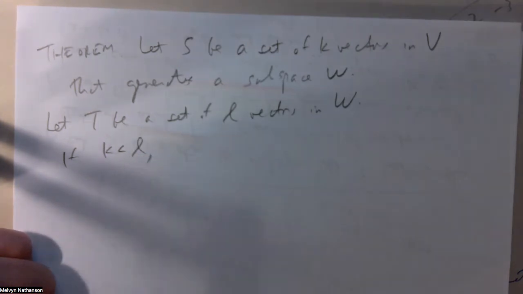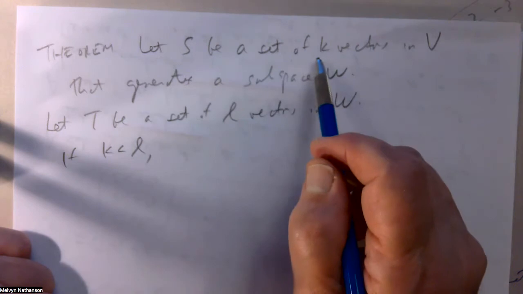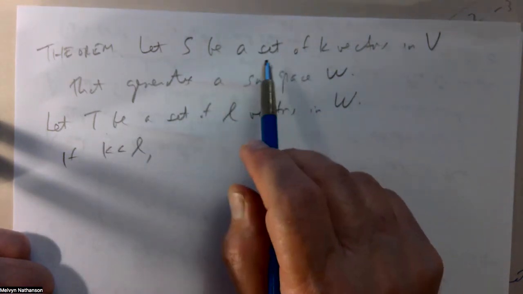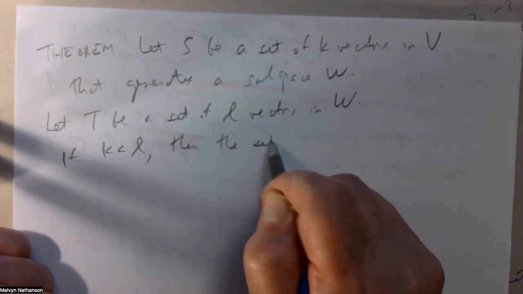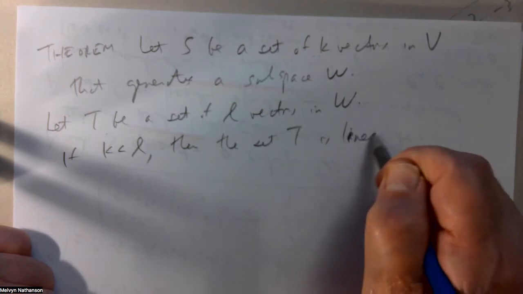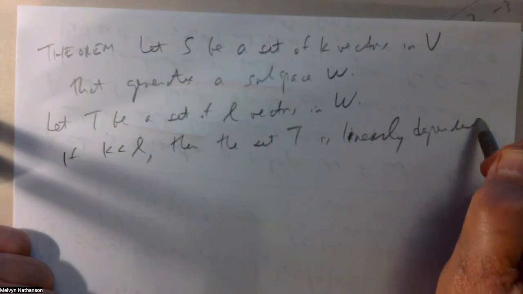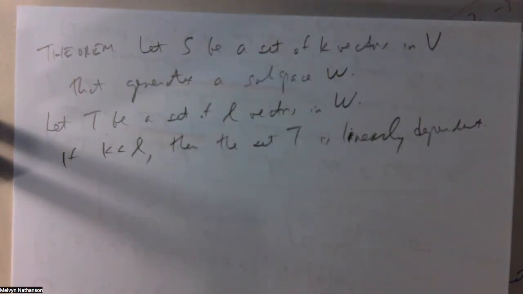If K is less than L, what does that mean? If you have more vectors in the set T than you have in the generating set, then the set T is linearly dependent. So you have a subspace W and two sets, S and T, of vectors contained in W. The set S has K vectors, the set T has L vectors, and S generates W. If you have more vectors in the set T than in the generating set, the theorem says that the set T must be linearly dependent.